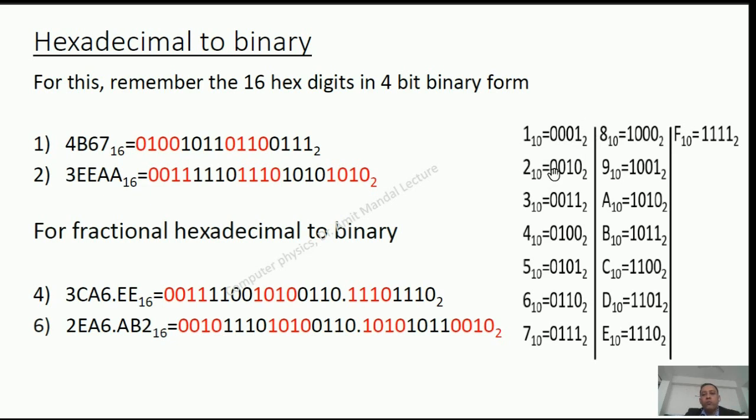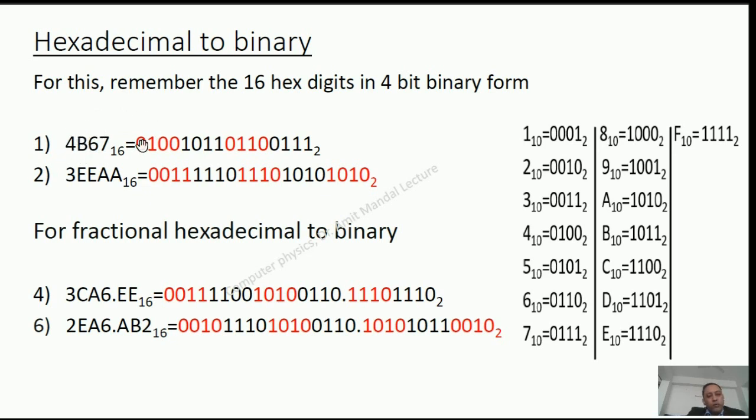Now the 4-bit form of 2, decimal to binary, is 0010. Similarly for 10, it is 1010 in binary form, and B stands for 11. For 11, it is 1011. So up to 15, these are the 4-bit forms of the 16 hexadecimal unique numerals. Now with an example we will learn. Suppose the hexadecimal number is 4B67. We want to convert it into binary. You just have to write the 4-bit binary form of all these digits. That's it. This is how you can convert.